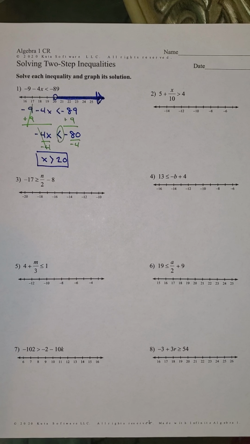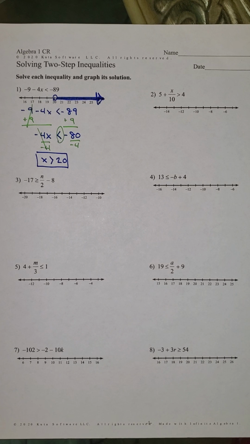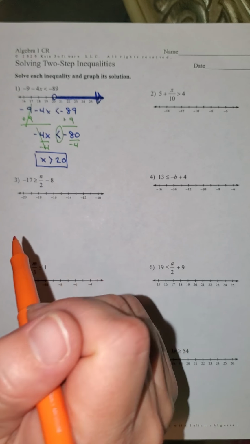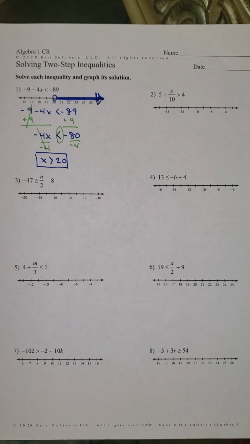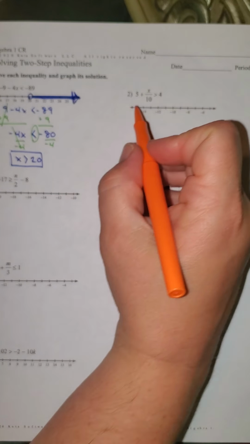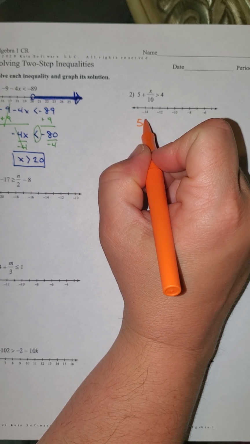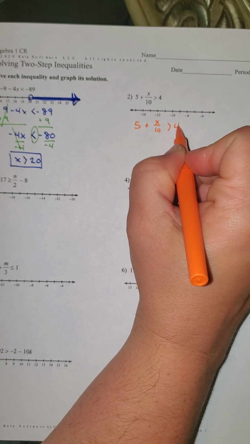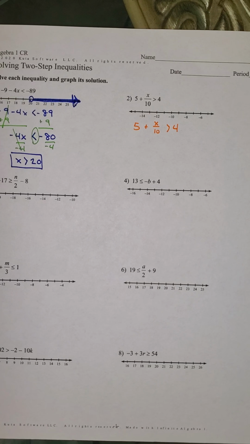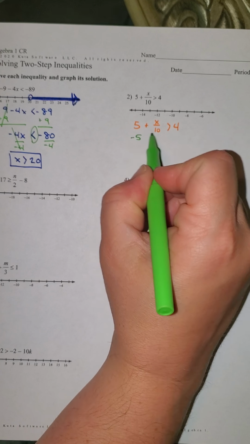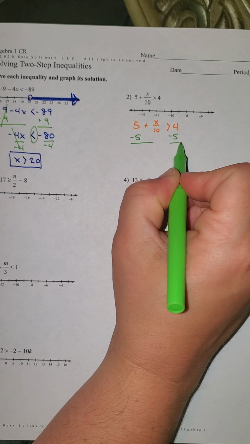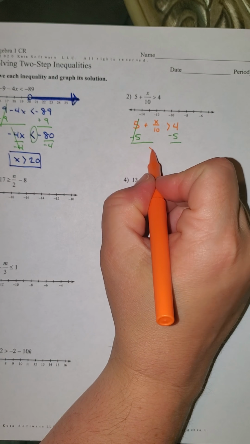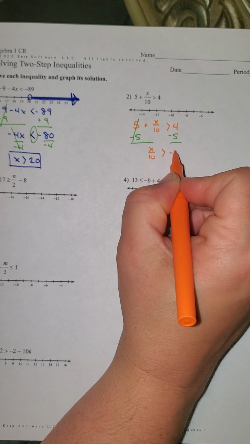All right, looking at number 2. I picked number 2 with a purpose also because number 2 has a fraction. And I picked number 3 because it's got the variable on the right. So let's do this one over here with the fraction. We have 5 plus x over 10 is greater than 4. I'm going to start by subtracting 5 from both sides. So we have x over 10 being greater than negative 1.